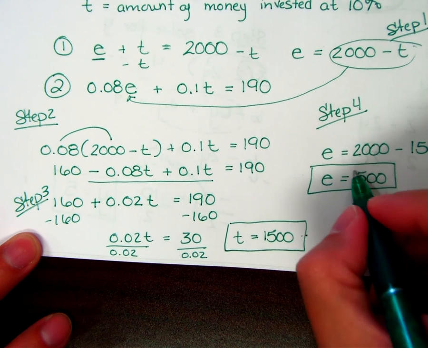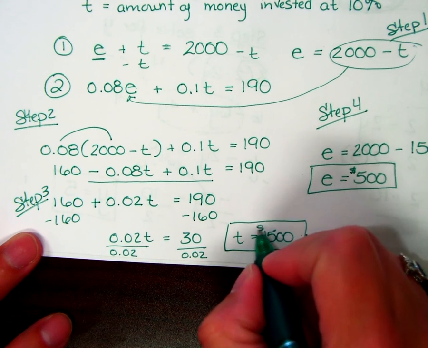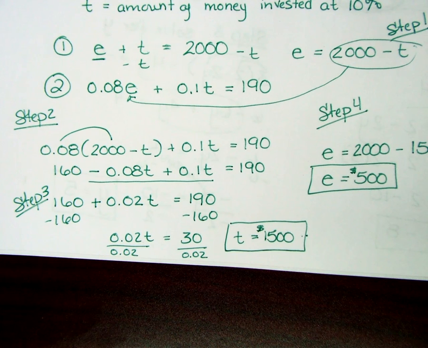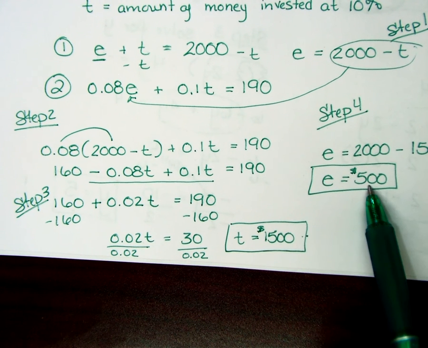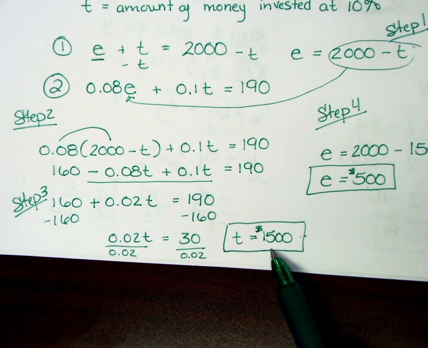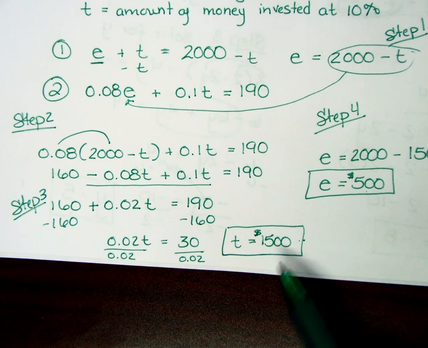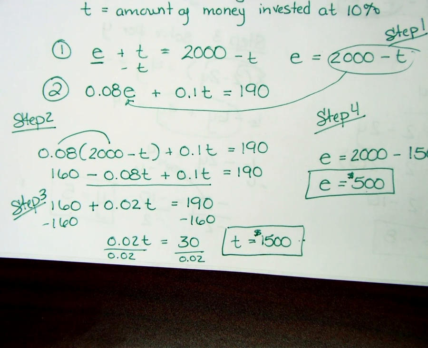Now we're dealing with money here, so we're going to put some units of measure. We're going to put the dollar signs on it. And there we go. So I'm going to invest $500 at 8%, and I'm going to invest $1,500 at 10%. So those are my answers for that.